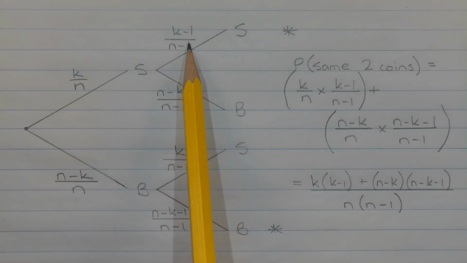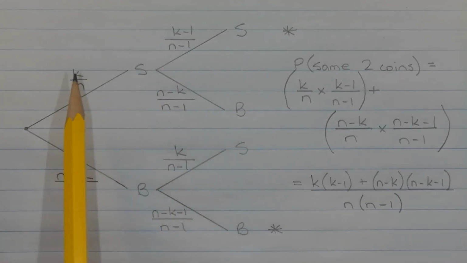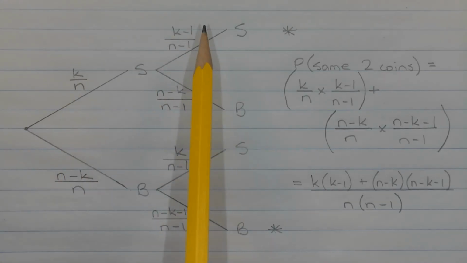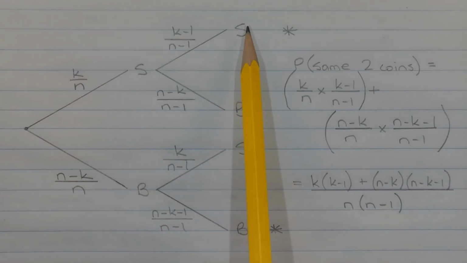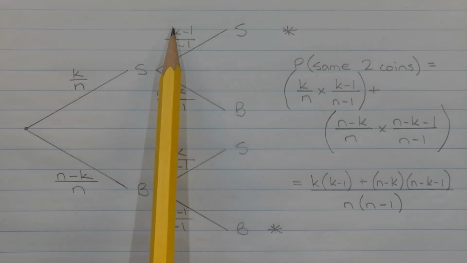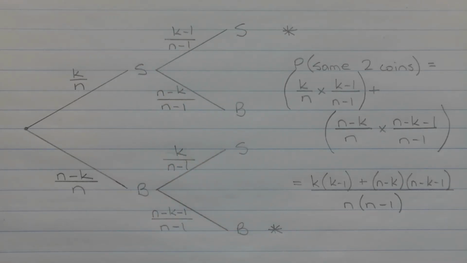So we've depleted the total number of coins by 1, so we have n minus 1 coins left in the bag. We've drawn a silver coin previously, which means there must be k minus 1 silver coins left in the bag. So the probability of drawing a second silver coin must be k minus 1 over n minus 1. There are still n minus k bronze coins in the bag, so the probability of drawing a bronze coin in the second draw after drawing a silver coin in the first draw must be n minus k over n minus 1.